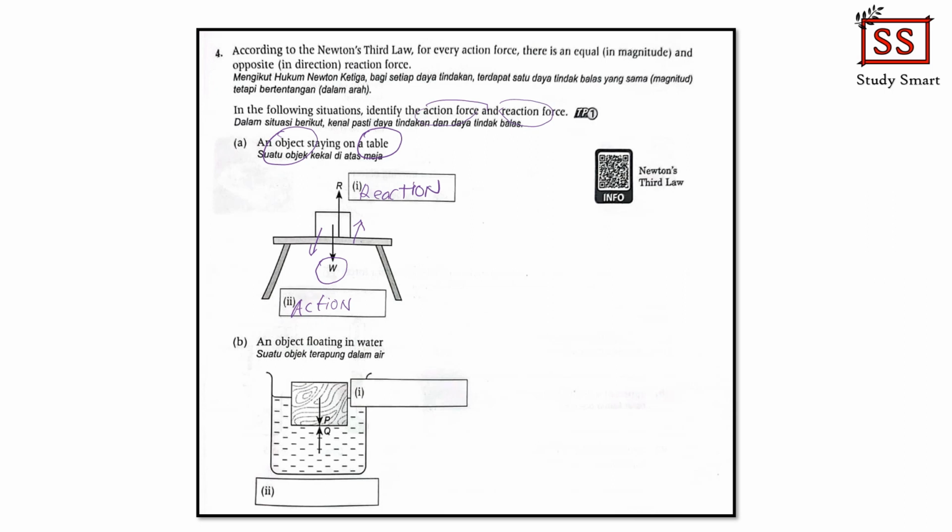Look at the second example, an object floating in water. The object is the block over here. The force exerted by the object is the action force, and it will be facing downwards. So which is P? P is the action force, and the force by the water on the object is known as the reaction force. The force by the water on the object should be upwards, which is Q. So Q is your reaction force.